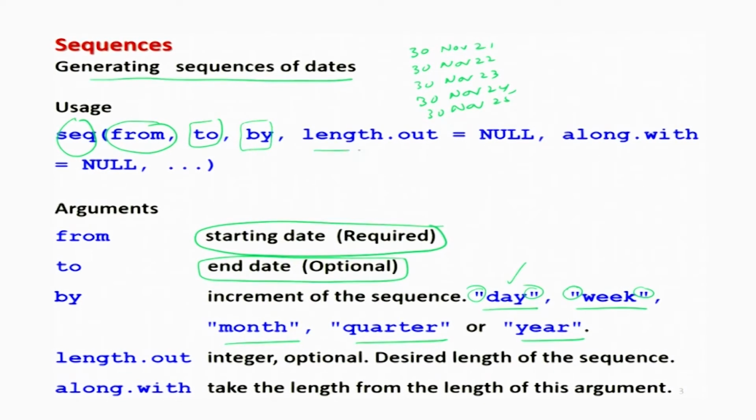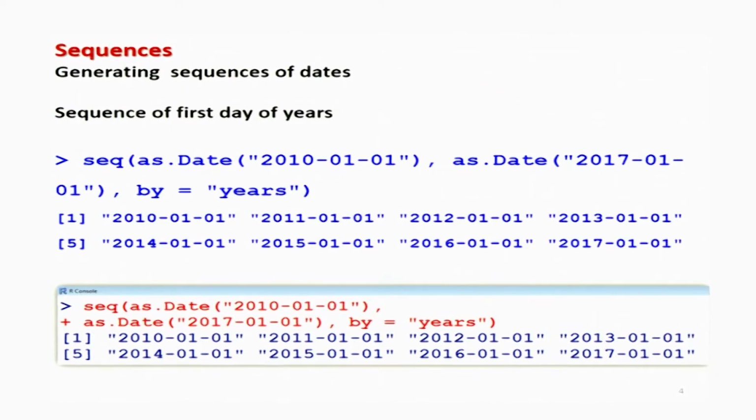Similarly you have length.out and along.with. Length.out is an integer and it helps in getting the desired length of the sequence, and along.with is the option which takes the length from the length of this argument. We will take some examples and try to understand how you are going to give this input so that you get the output of the required type.